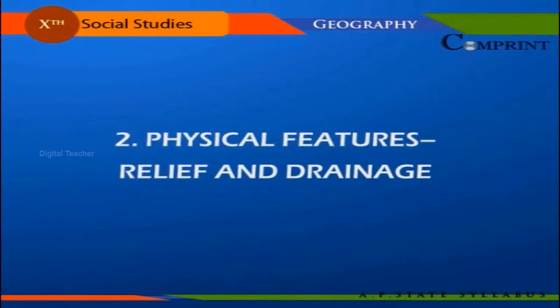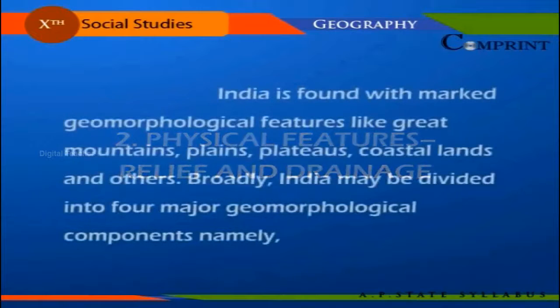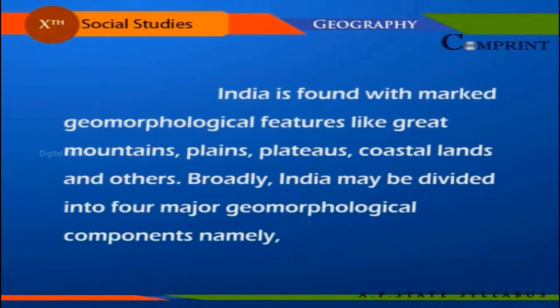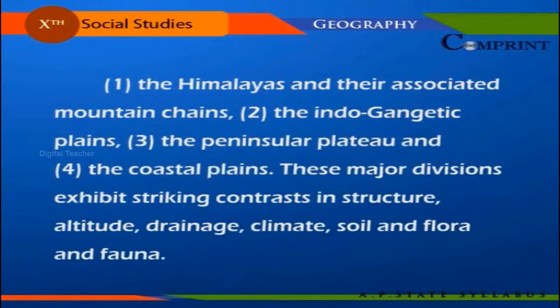2. Physical features, relief and drainage. India is found with marked geomorphological features like great mountains, plains, plateaus, coastal lands and others. Broadly, India may be divided into 4 major geomorphological components, namely 1. The Himalayas and their associated mountain chains, 2. The Indo-Gangetic Plains, 3. The Peninsular Plateau and 4. The coastal plains. These major divisions exhibit striking contrasts in structure, altitude, drainage, climate, soil and flora and fauna.